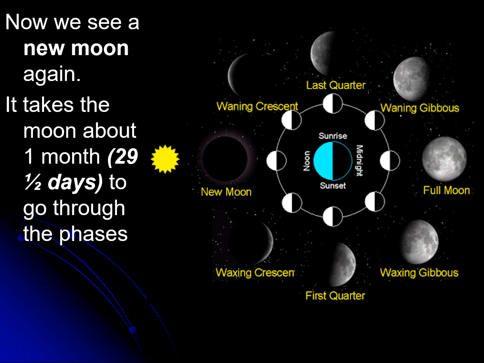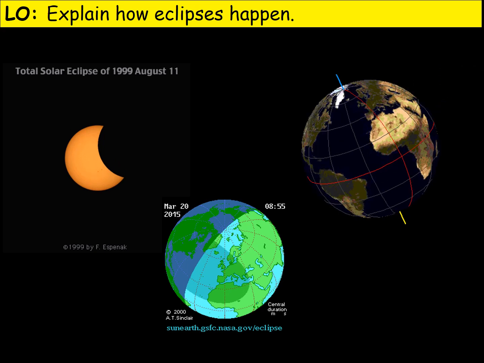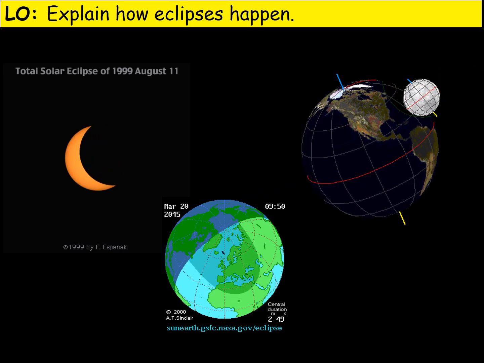It takes the moon about 29.5 days to go through all the phases. And when time permits and you're able to go outside, try and remember what phase of the moon that you're actually seeing or observing. We're now going to look at how eclipses happen.